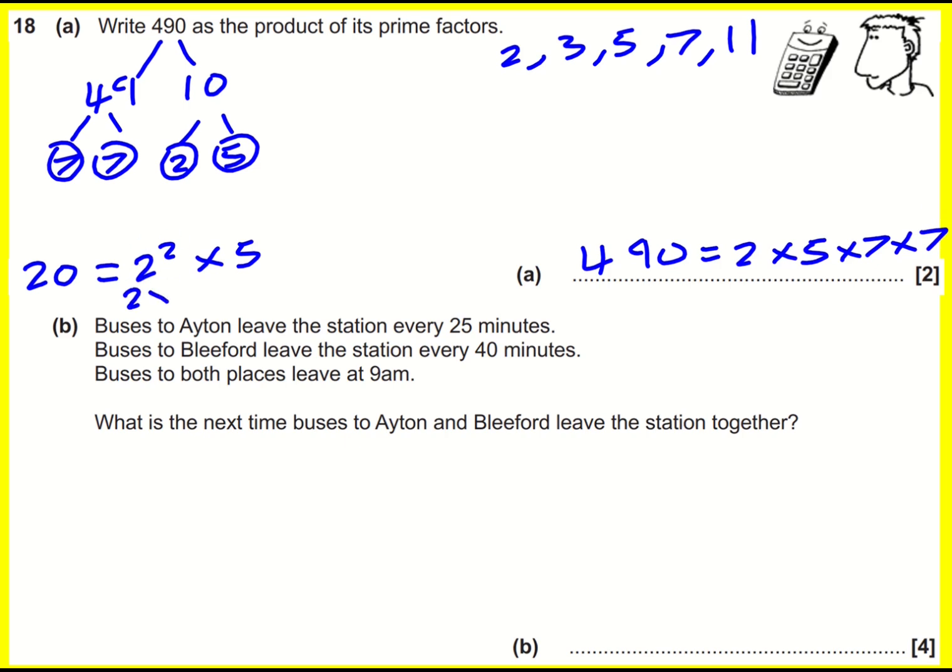Sorry, that's what I meant. I meant 2 times 2 here before. You could write it as 2 times 5 times 7 squared. This is known as writing in index form. It's a bit fancier, but you'll be okay with that one.